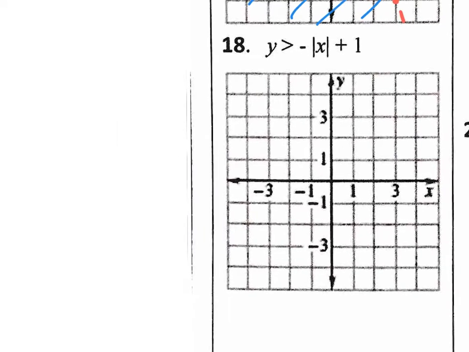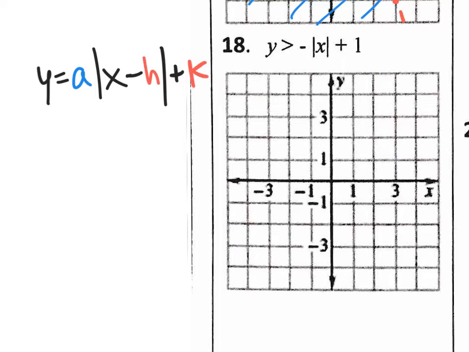So what do we need to know for number 18? Again, we need to know the form of an absolute value function. So on number 18, you need to know this form, y equals a, absolute value x minus h, plus k on the outside of the absolute value. And of course, the a value, it's kind of like our slope. That's why I put it in blue. The h and k is the most important point. It's kind of like our vertex, right?